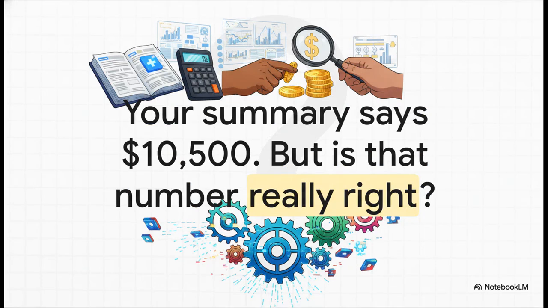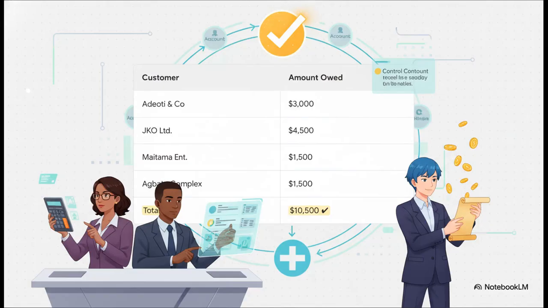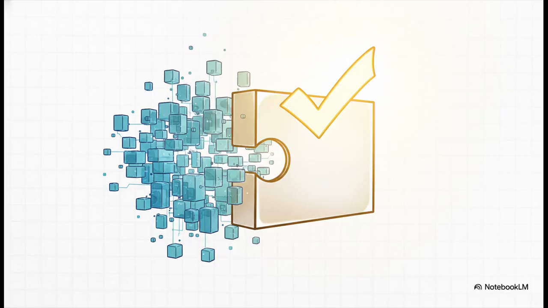It's a nice clean number. But is it right? How can you be 100% sure that this big summary number actually reflects reality? You prove it by doing that double check, that reconciliation. You just go to the detailed list of every single one of your individual customer accounts and you add them up. So Adiyadi & Co. owes $3,000, JKO Ltd. owes $4,500. You go right down the list. And when you add it all up, what do you get? Exactly $10,500. Checkmate. The nitty-gritty details match the big picture dashboard.